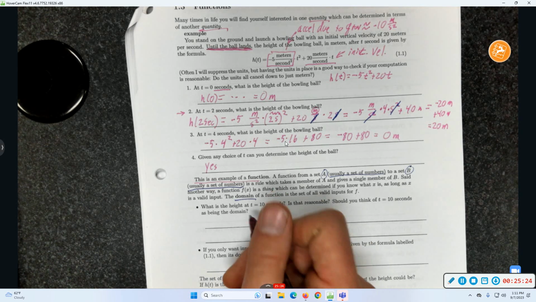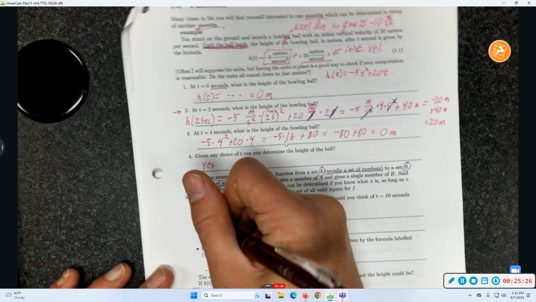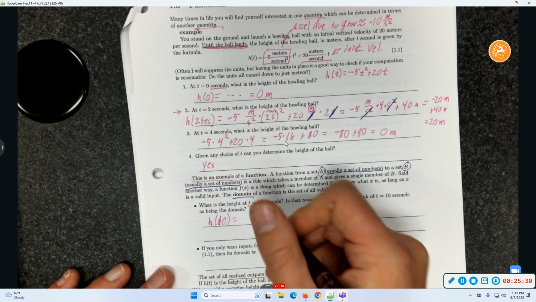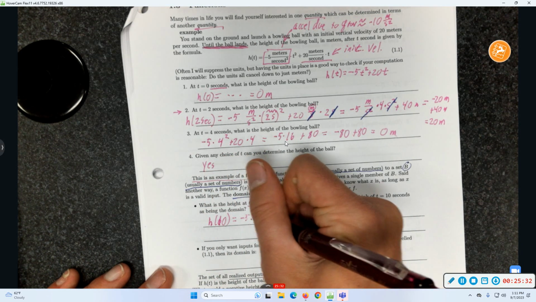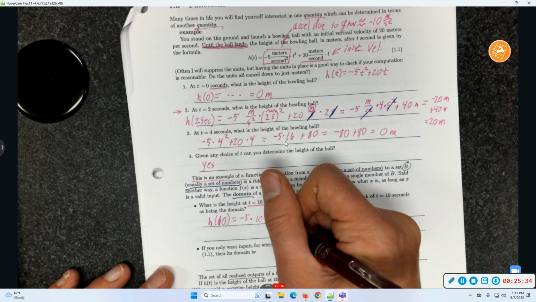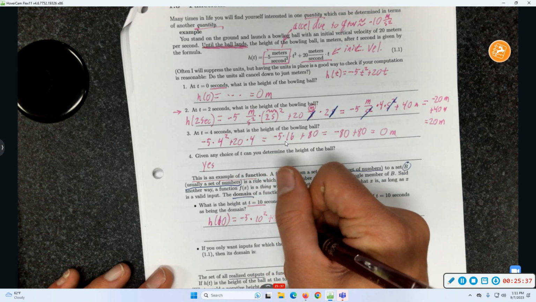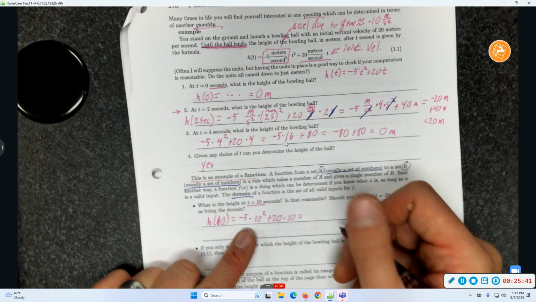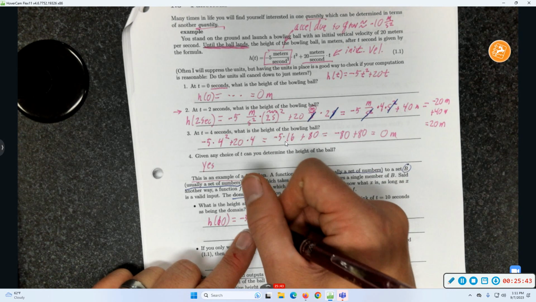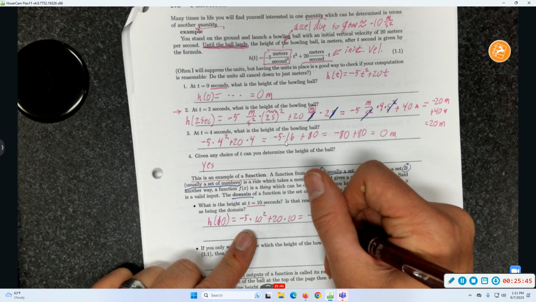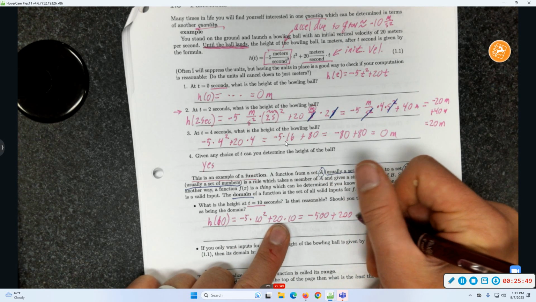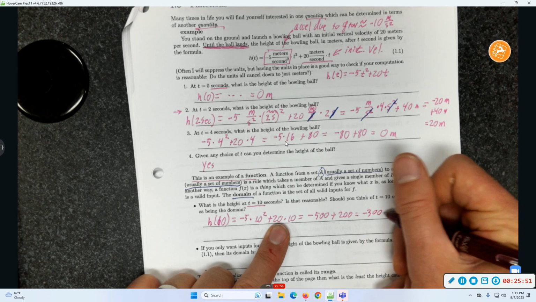And in order to demo that, let's see what happens at 10 seconds. If you plug in 10, let's see what we get. We get negative 5 times 10 squared plus 20 times 10. Let's evaluate that out. 10 squared is 100. Multiplied by negative 5, you get negative 500. Plus 20 times 10 is 200, is negative 300 meters.